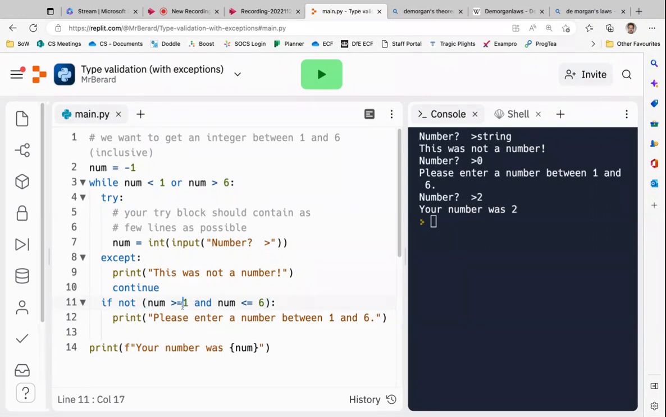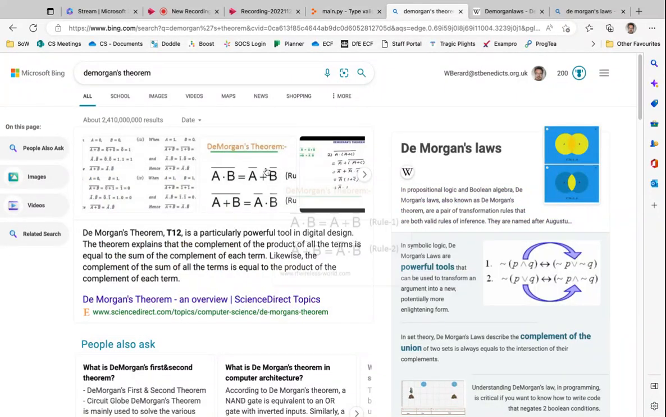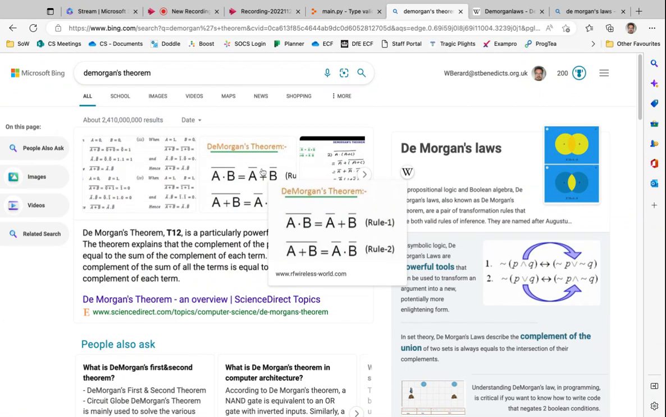So this is validity. The number is greater or equal to 1, and the number is smaller or equal to 6. And bracket, bracket, not that. Those two things are equivalent, and it's something that's called DeMorgan's theorem. DeMorgan's theorem is so well known that I even trust Bing to give me meaningful results. It's written here in that algebraic notation.